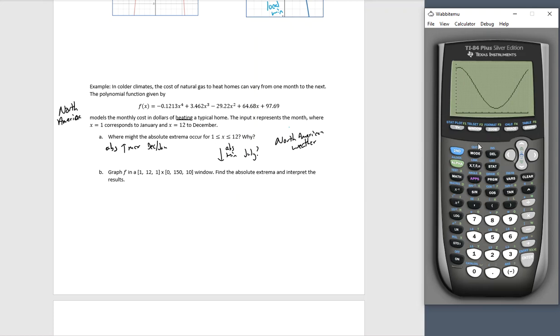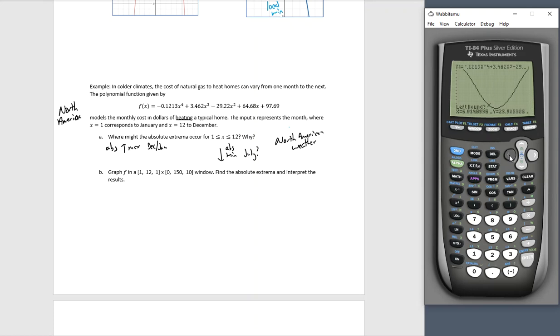So we're going to calculate, that's in blue, so I'm going to push second and then trace. I want to find a maximum. It's just going to find the maximum. It's going to find the relative maximum. It's up to the user to know if that's absolute or not.